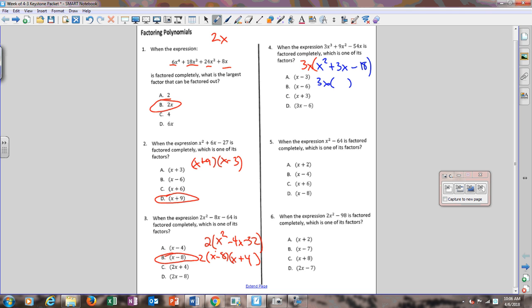And so now we can break this down further. It's going to give us x plus 6 and x minus 3. Okay, this is a difference of 2 squares. And we know that because there's no middle term in it. And so all we have to know is what squared gives you 64, and it's 8. So it's x plus 8 and x minus 8.